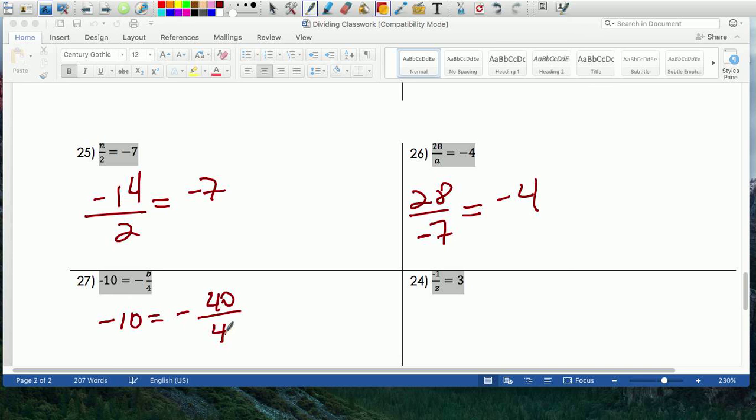40 divided by 4 equals 10. Will that work out? Yeah. So if you do 40 divided by 4, you get 10. And then you bring the minus sign. Negative 10 equals negative 10. So the answer, B in this case, equals 40.